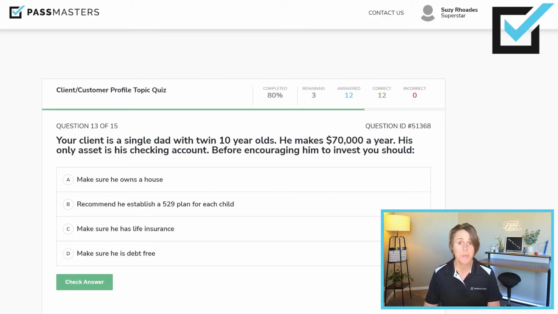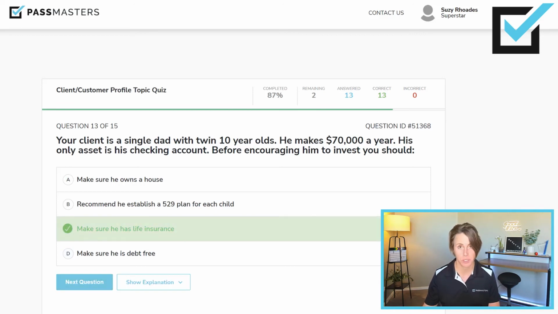So owning a house would be great. Having a 529 plan for each kid would be great. Having no debt, admirable, but the most important, when you have a client on the test that has kids, you always want to make sure that their life insurance needs are being met. So make sure he has life insurance.